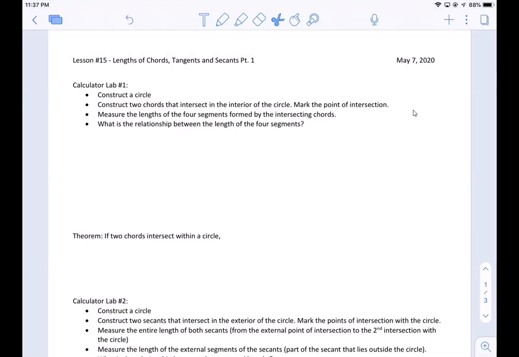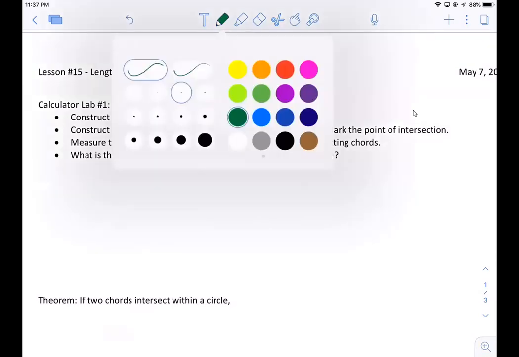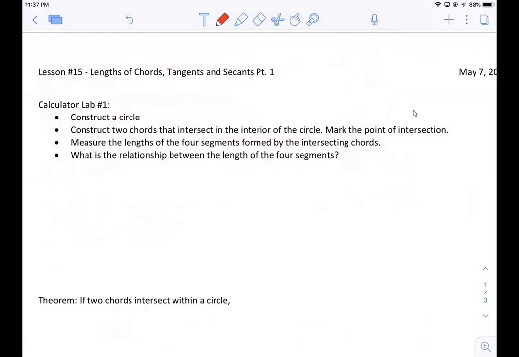All right, so go ahead and get out your calculators. We're going to be doing some theorems involving the lengths this time of chords, tangents, and secants. I know you guys are getting bored of doing theorems involving angles, so we're going to spice it up. Now we're doing some theorems involving the lengths of chords, tangents, and secants.